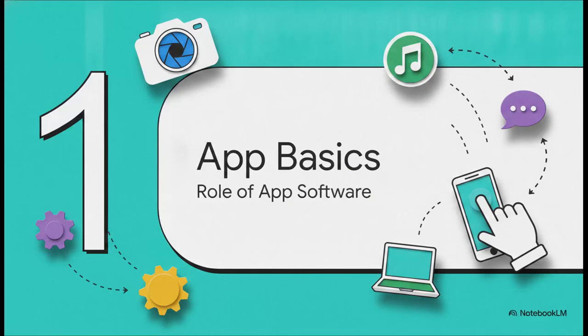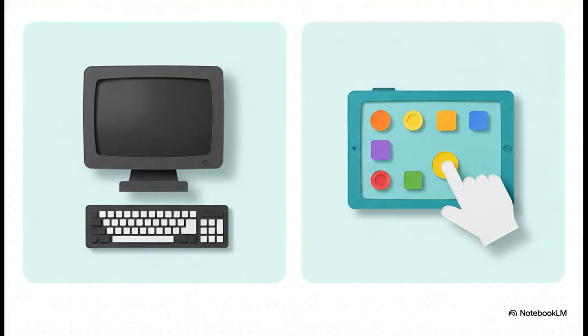Starting right off with Section 1, App Basics, the role of application software. At its core, application software provides this absolutely crucial abstraction layer. Just think about it. We've moved from the stark reality of having to memorize and type out complex text commands into a blank terminal to the beautifully designed, user-friendly graphical interfaces we use today. It's an incredible leap. It literally bridges the gap between complex machine code and our natural human intuition.